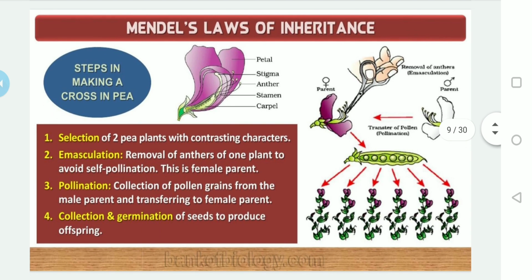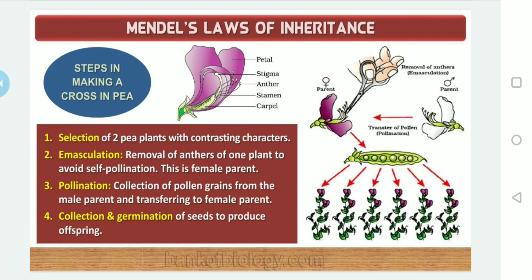I was telling you why Mendel chose the garden pea plant only. If the question arises, there are five major reasons. The first one is that pea plants are true breeds. What is a true breed? As I said, the homozygous condition: capital TT, homozygous tall, small tt, homozygous dwarf. Then it is considered a true breed.